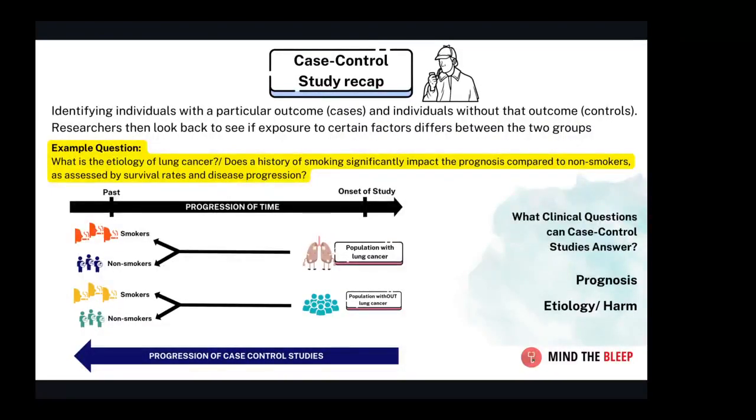So you can say, wow, okay, we have a population of 1,000, 500 of them were smokers. We look back in time, 500 of them have lung cancer, and most of them are smokers. And of the 500 people who didn't develop lung cancer, we look back in time, most of them didn't smoke. So there is an association between smoking and lung cancer. Okay, so this is a case control study.